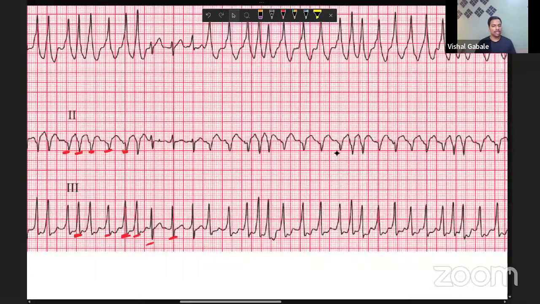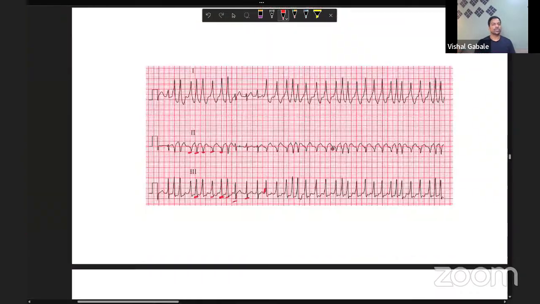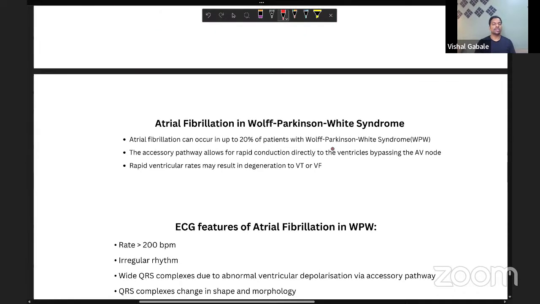As you can see, this QRS is slurred. This QRS is slurred. So this is AFib with pre-excitation, or AFib with Wolff-Parkinson-White syndrome. It is seen in almost 20% of patients, and it can lead the patient to degenerate into VT or VFib.